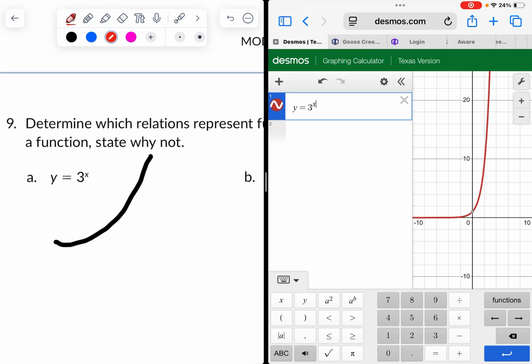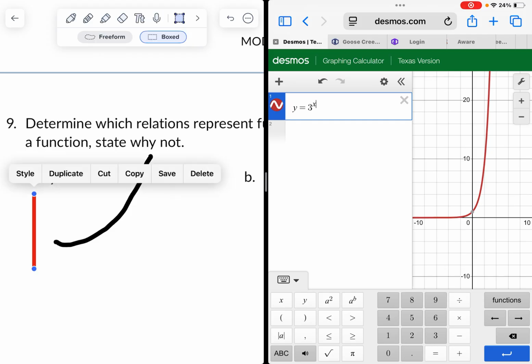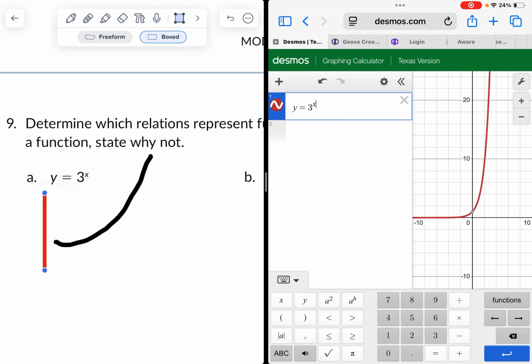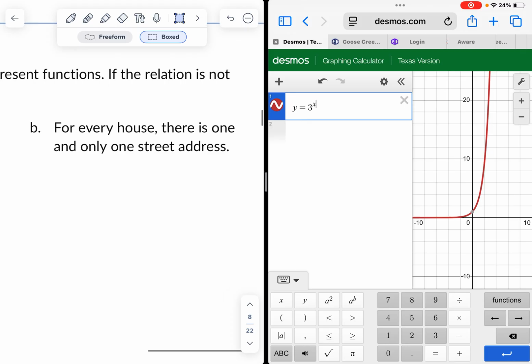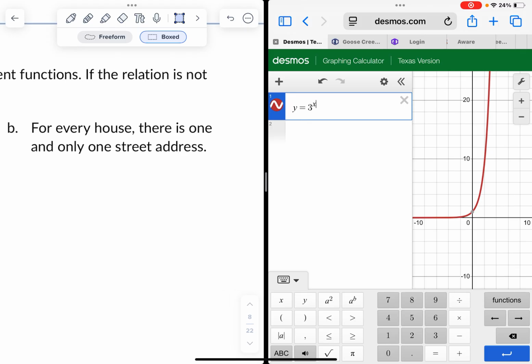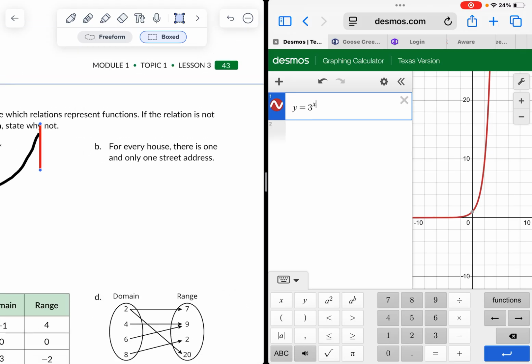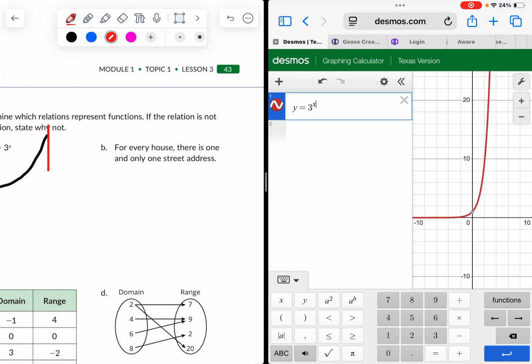But if I was to go do a vertical line test, because that's what I do when I have graphs, it is going to, oh, hello, I didn't want to move the whole thing. It is going to pass the vertical line test. It's never going to touch in 2 places, okay? For every house, there is only one street address. That is a function. So this relation is a yes.